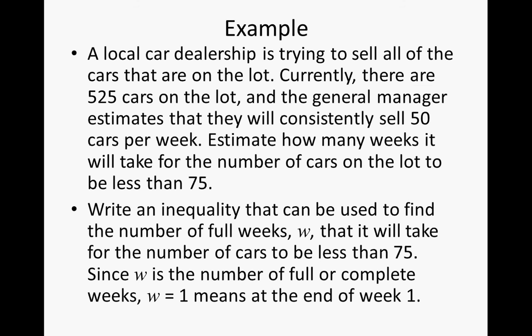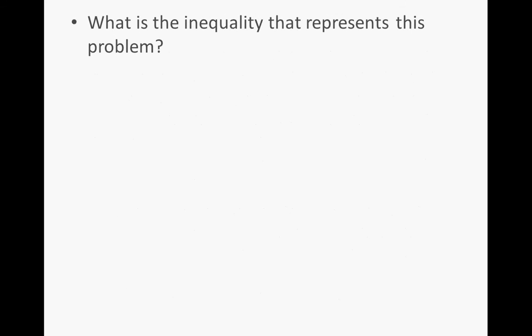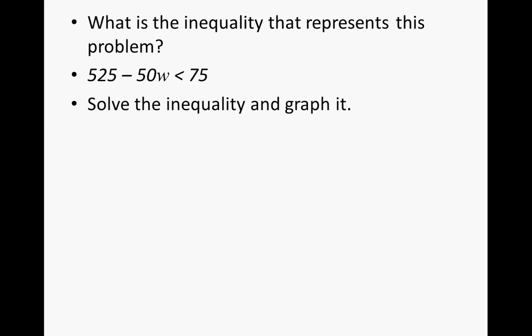So write an inequality that can be used to find the number of full weeks, which we will label as W, that it will take for the number of cars to be less than 75. Since W is the number of full or complete weeks, W equals 1 means that at the end of week 1. So what is the inequality that represents this problem? Well, we would have 525 minus 50 times W is less than 75. So solve the inequality and graph it.